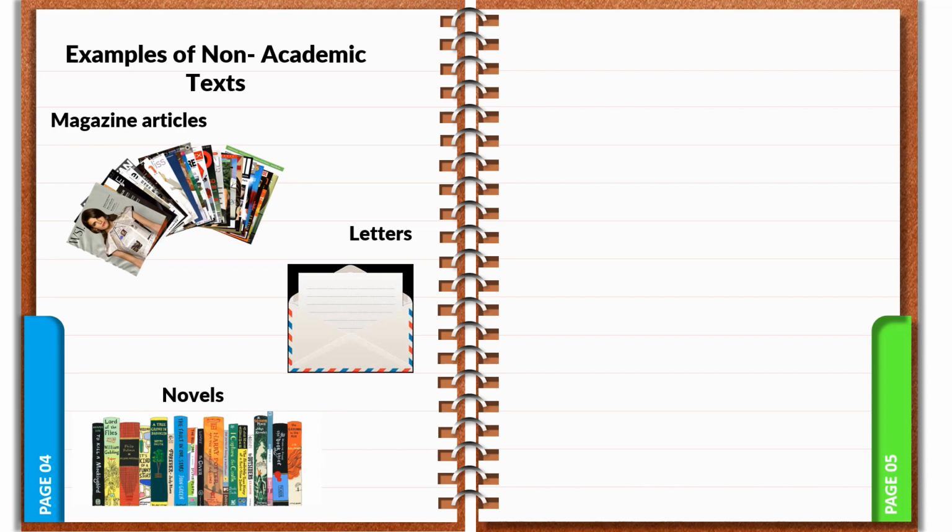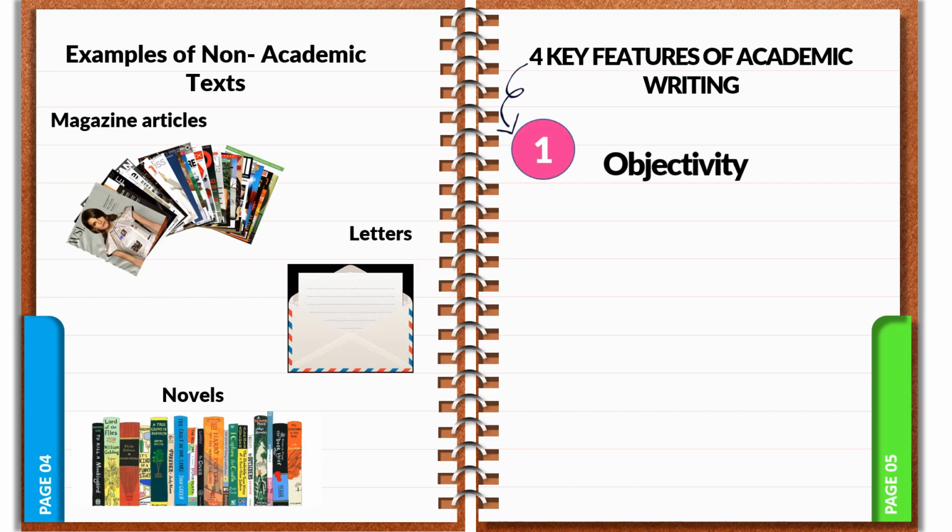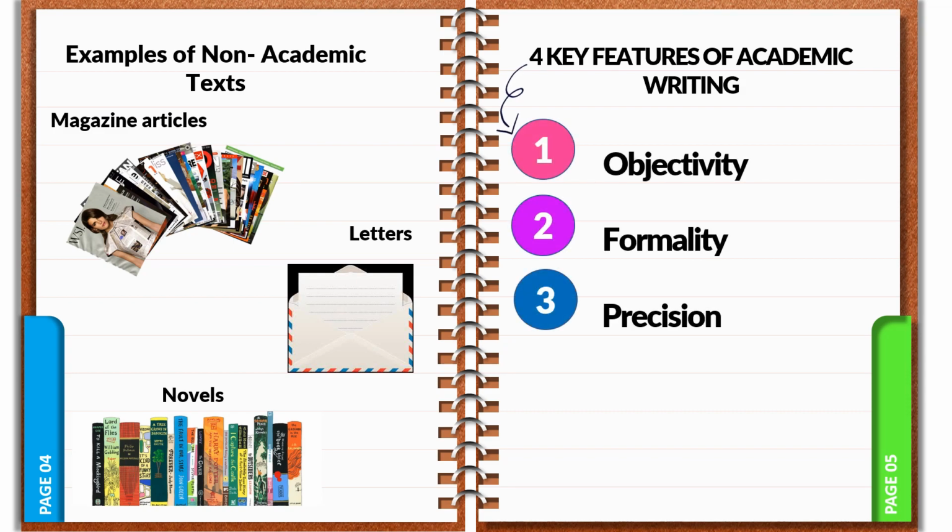Going back to academic writing, it is important to remember that academic writing is not like other forms of writing. It has its own styles, rules, and conventions. There are 4 key features of academic writing: objectivity, formality, precision, and explicitness.